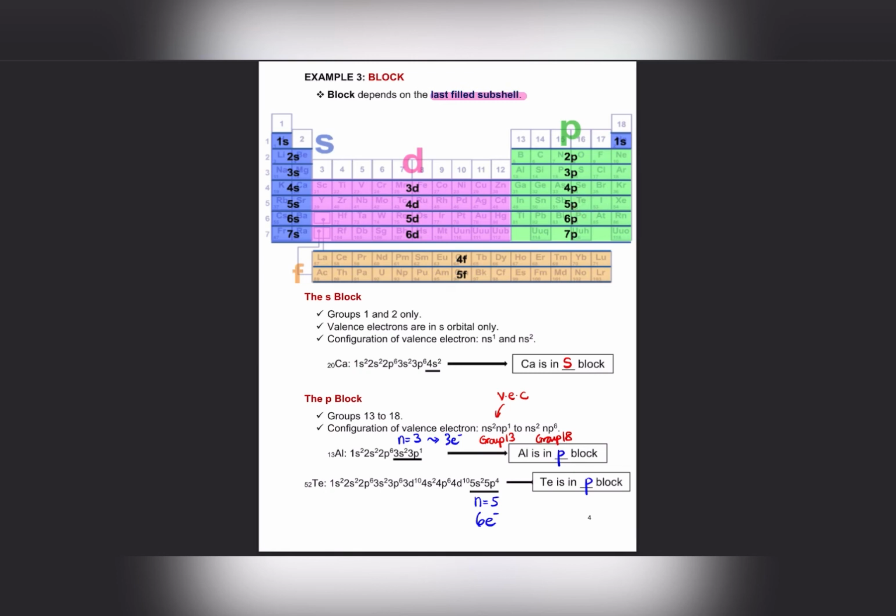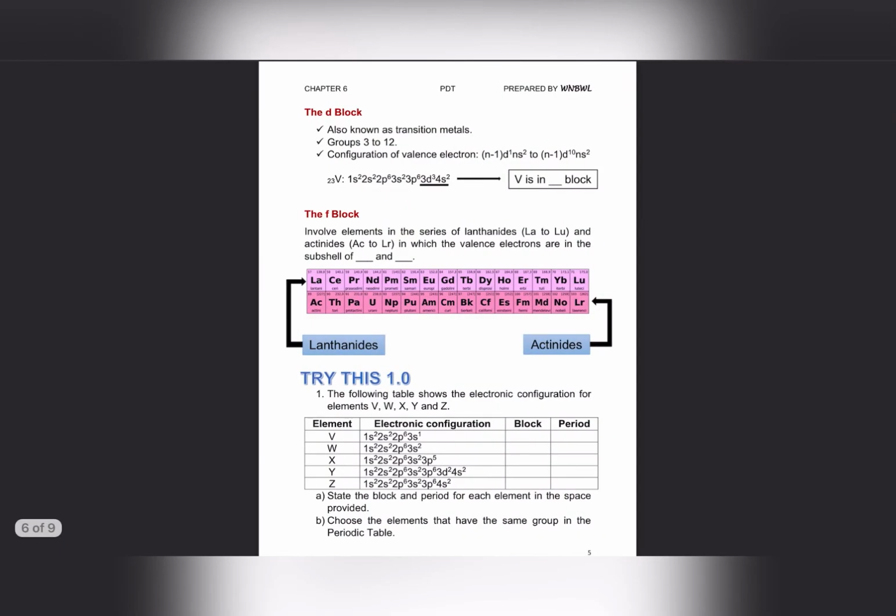So kita just double check based on periodic table apa yang kita dapat, ataupun sama ada betul ataupun salah. Tapi cara yang awak perlu jawab dalam cara macam ni, iaitu electronic configuration. Okay, I got the next one, iaitu D block.